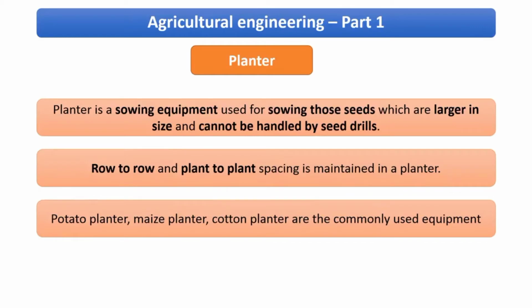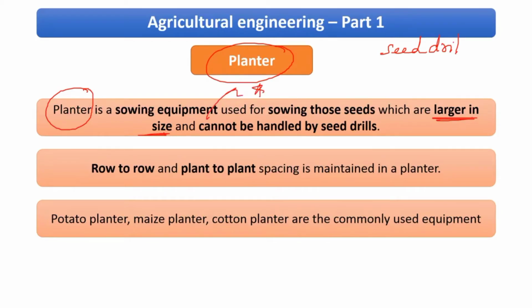Now the next equipment that we were having a look at is a planter. Remember, one is the seed drill, and the other is the seed cum fertilizer drill. As I told you, in combination you are simultaneously placing fertilizers as well. The third thing that we were referring to was planters. Specifically, seed drills and planters are used to perform the same job, but what is the difference? A planter is used in those cases where the seeds to be sown are larger in size. So this is important.